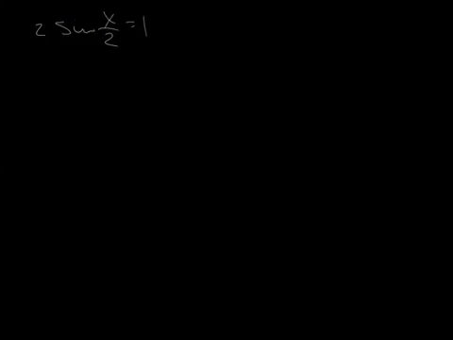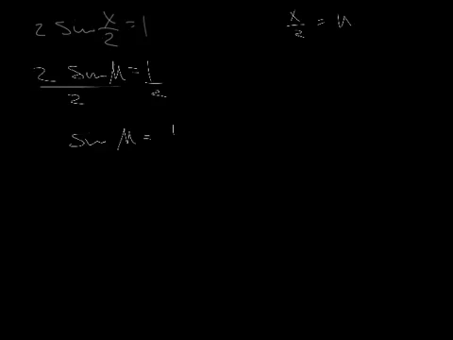Alright, so what I'm going to do, and you remember doing this last year, is I'm going to take the x over 2 and set that equal to mu, which is a Greek letter. So I'm going to write it as 2 sine of mu equals 1. And divide by 2, and I get the sine of mu equals 1/2. Now I'm going to put this back in its place.